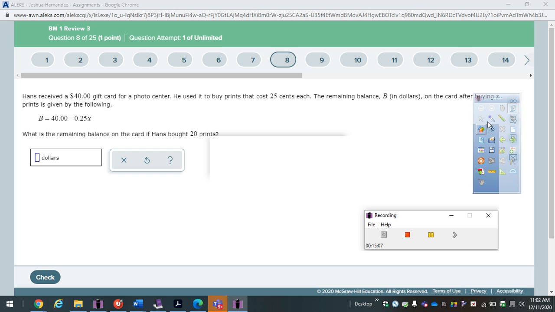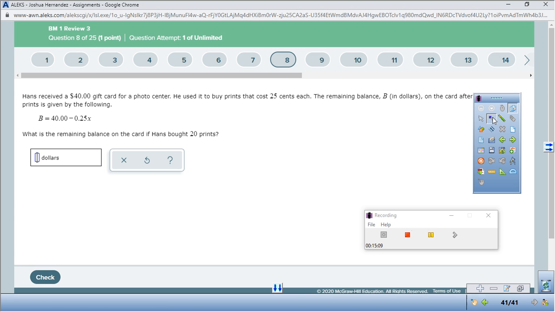Okay, on this one, guys, we're just going to basically, right here, read the numbers, 20 prints. Make sure you know what prints is each, 25 prints each. So 25 prints each, and that goes, if you think about this, let me see.